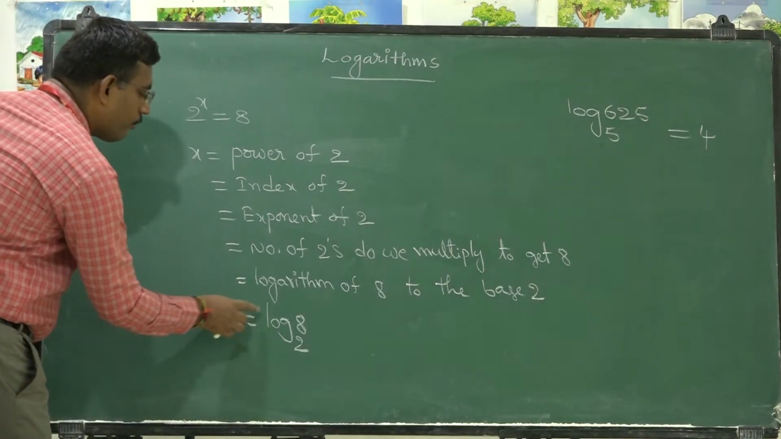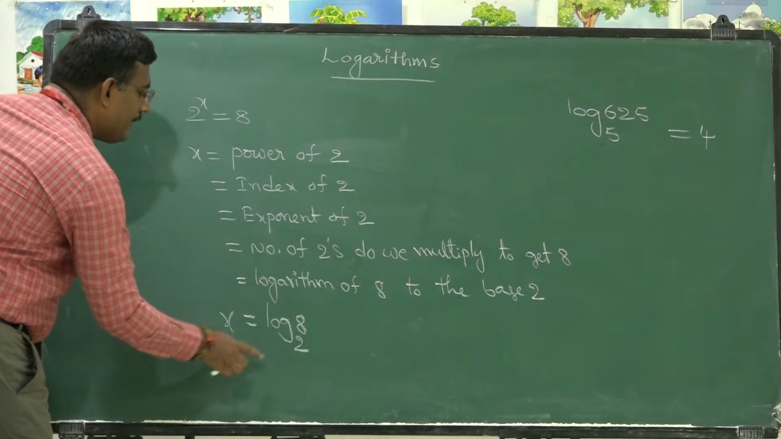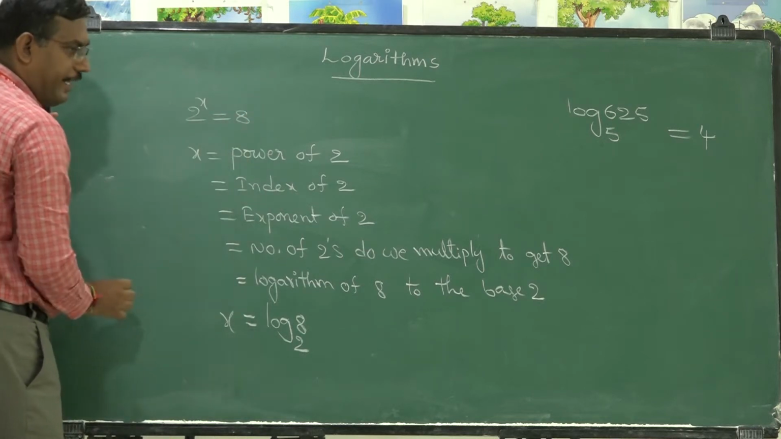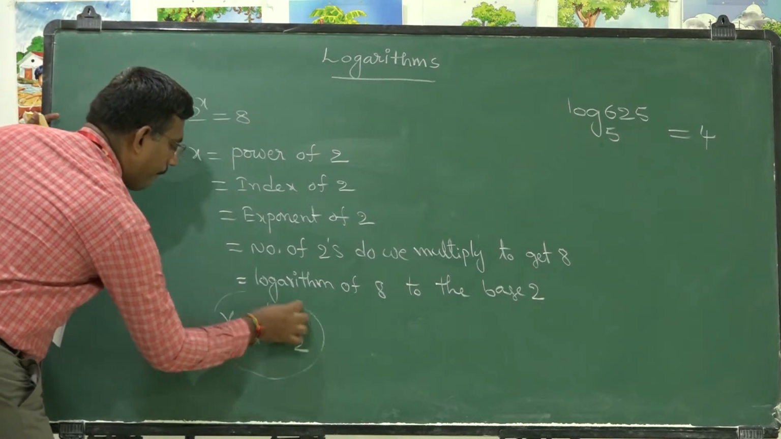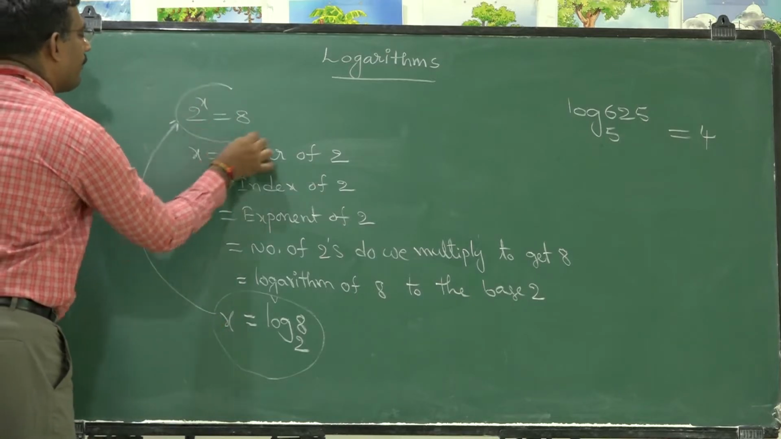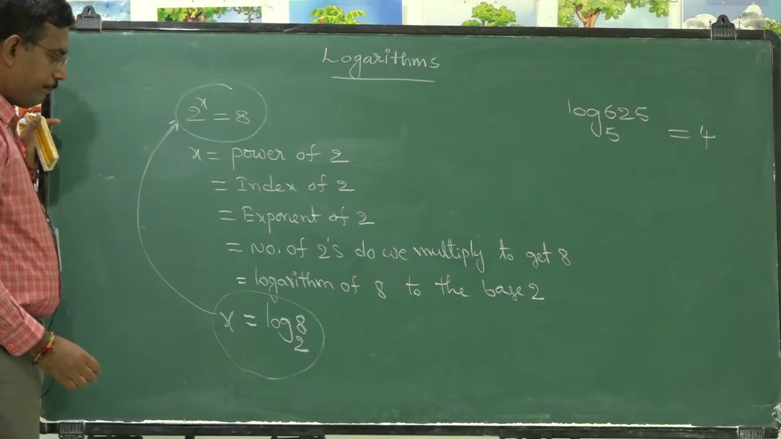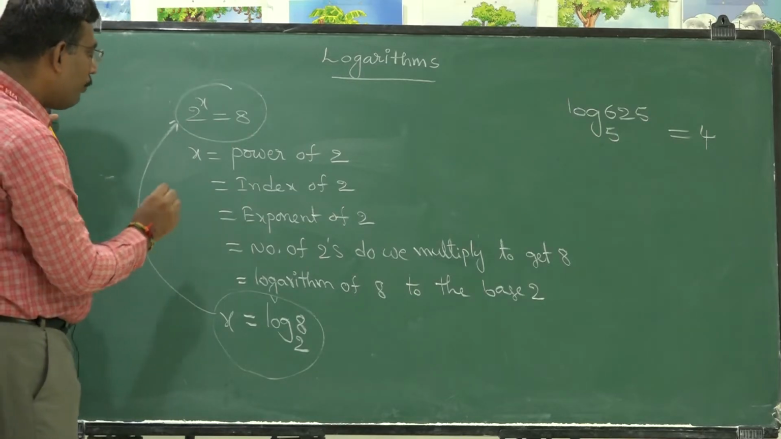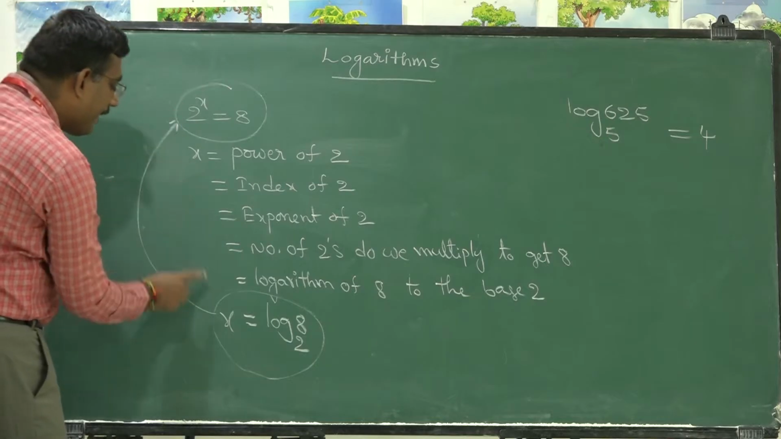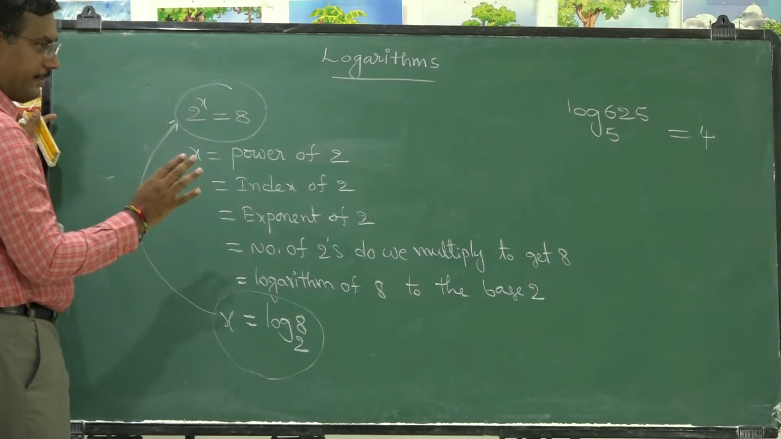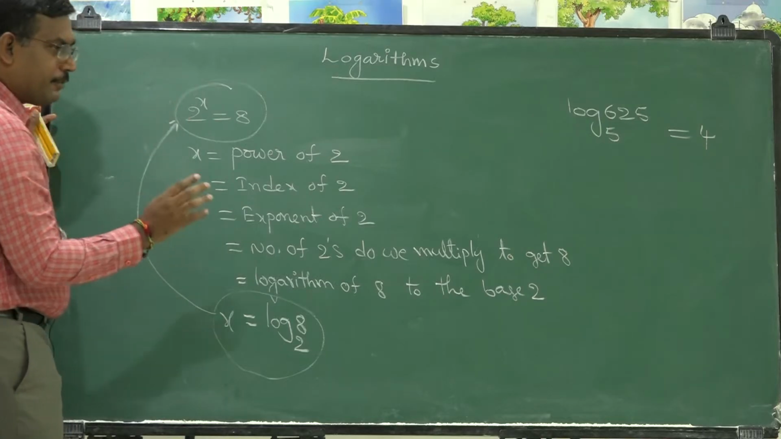So x equal to log 8 base 2 is the logarithmic form of the exponent form 2 power x is equal to 8. So clearly we observe that we use logarithms for finding exponent values, or writing the exponent as subject.